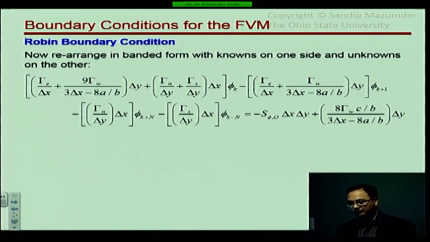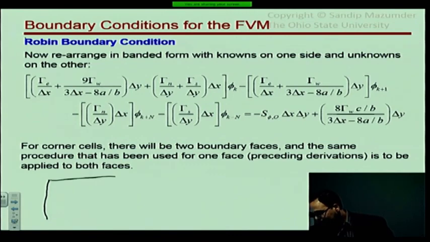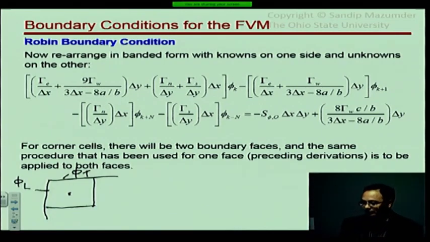Okay. Any questions on that? Now for corner cells, there will be 2 boundary faces, and the same procedure you have to apply to both boundary faces. So in other words, if I have a corner like that, okay, and I'll just make up an example here. Suppose I say I know the value of phi here, I call it phi top, and the value of phi here, which is phi left. This is kind of like the Poisson equation that you've been solving all along. Okay, so I have that.